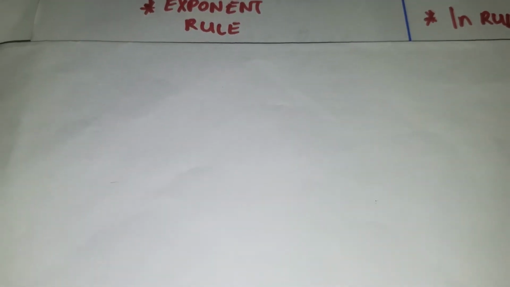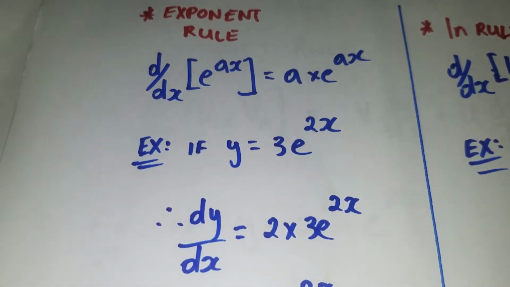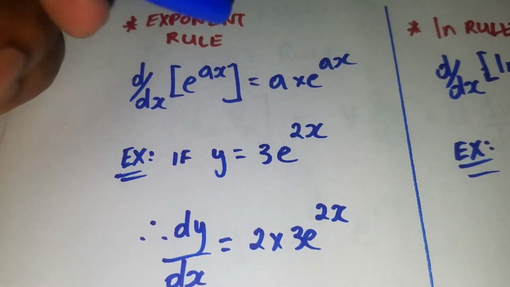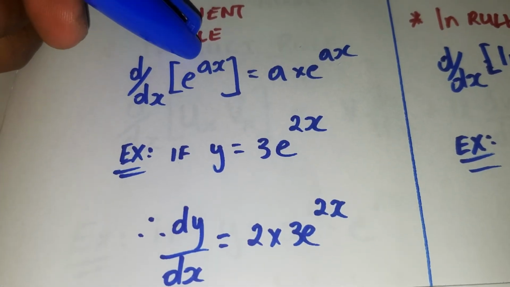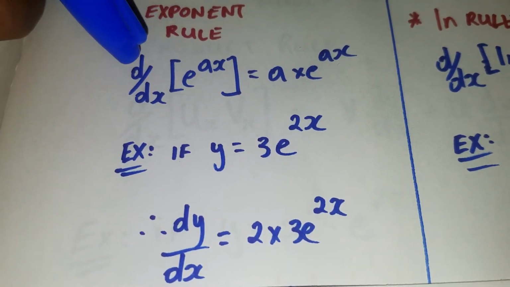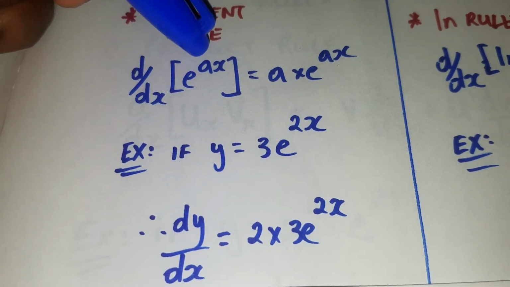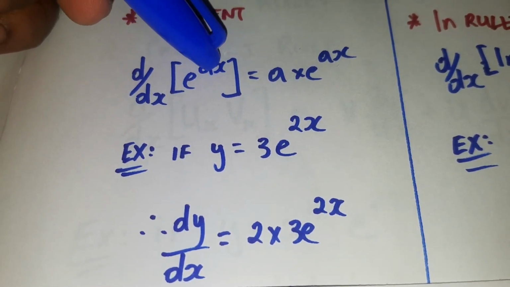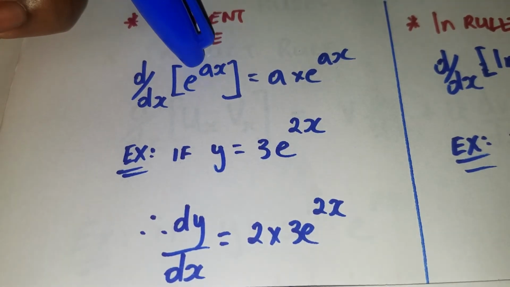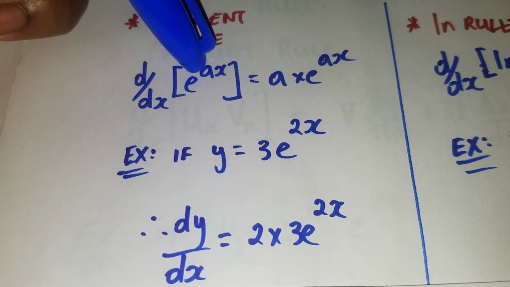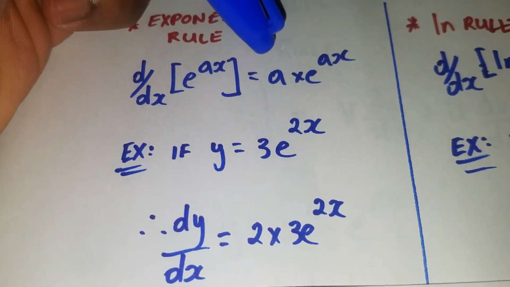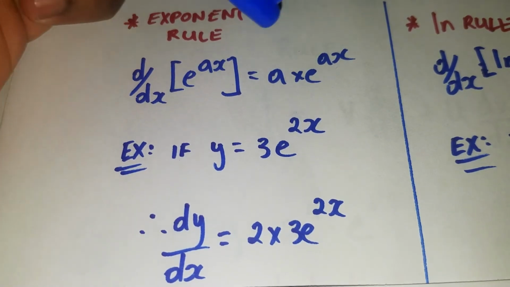Now for the exponent rule, if we have an exponent, as we can see here, e raised to ax, a being a coefficient, the differential of the exponent raised to a function of x will be whatever the coefficient is, which is a in this case, multiplied by everything, and that is all. So as you can see, it would be a multiplied by e to the ax.